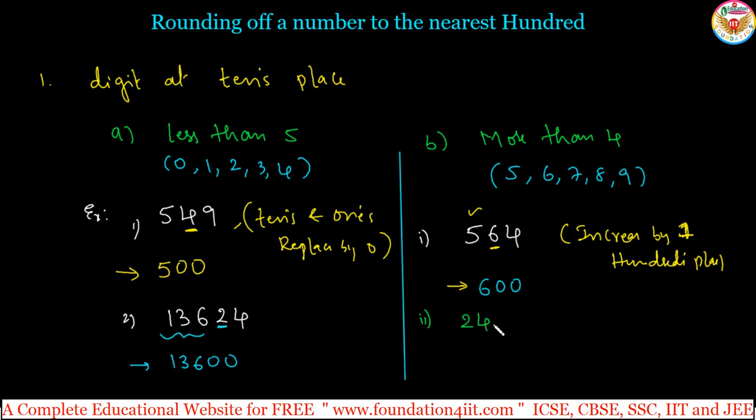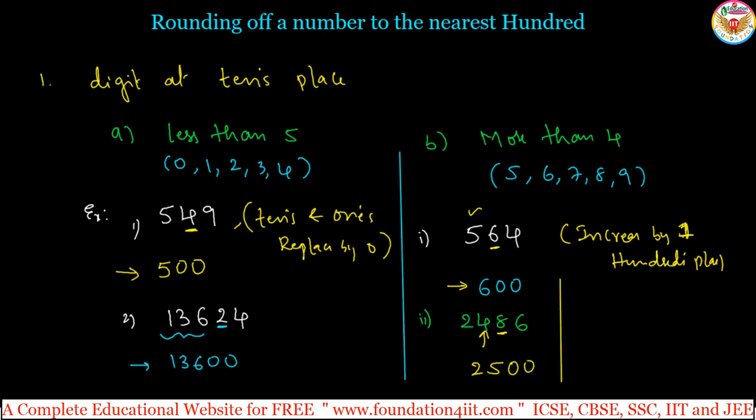Take 2,486. In this number, the tens place is 8. So we need to increase the hundreds place by one. So 4 becomes 5, and the 8 and 6 places are replaced with 0. So 2,486 is 2,500.